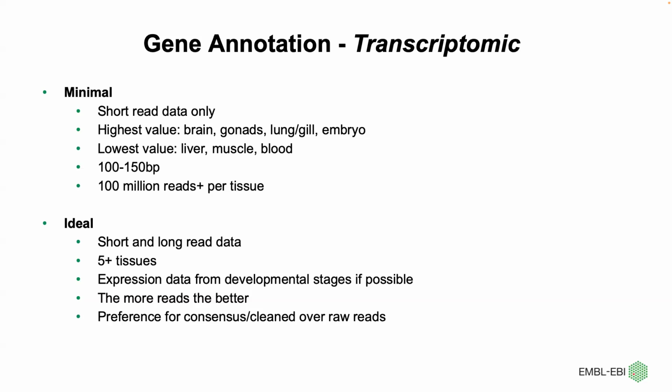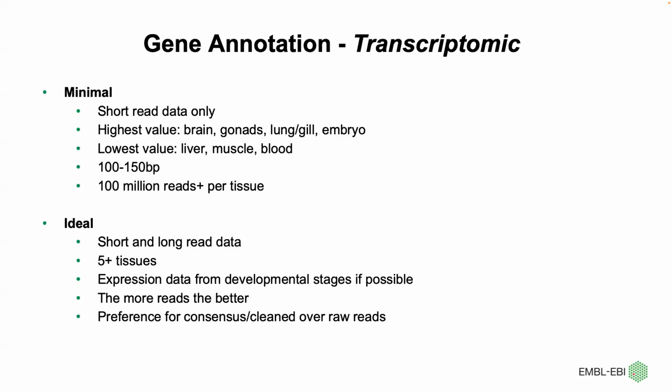And the short read data comes from different tissues. We have observed over the years of experience that the expression data coming from organs like brain, gonads, lung, gill, or embryo is highly valuable. And data coming from tissues or organs like liver, muscle, or blood do not provide that much value. The minimum length of these short reads is around 100 to 150 base pairs, and we expect at least 100 million reads per tissue.